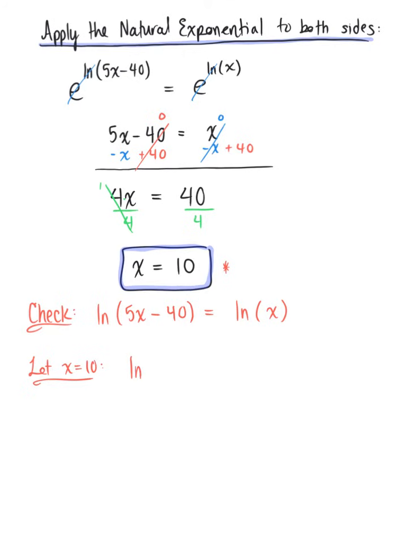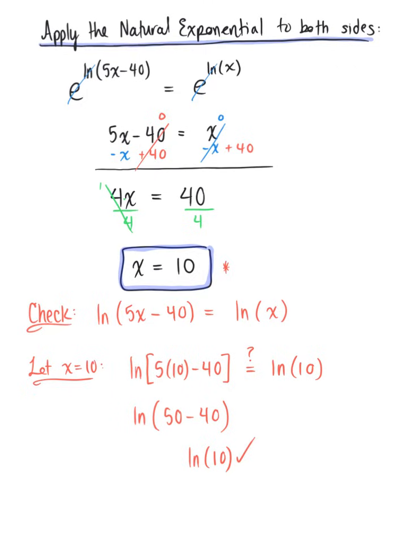Well, we now have the natural log of 5 times 10 minus 40. And we want to know, is this really equal to the natural log of 10? I don't know, let's find out. So we only need to worry about the left-hand side now. We have the natural log of 5 times 10 is 50 minus 40. And we're getting excited because we know that 50 minus 40 leaves us with 10. Woohoo! So we have confirmed that, yes, this is truly that beautiful final answer.